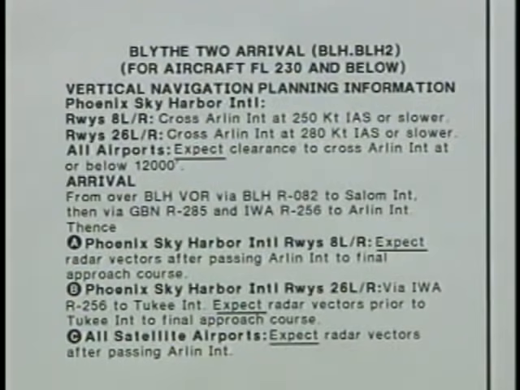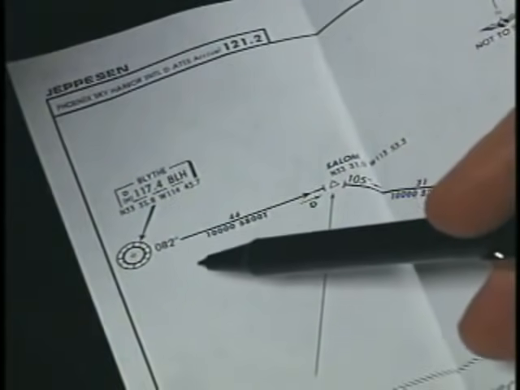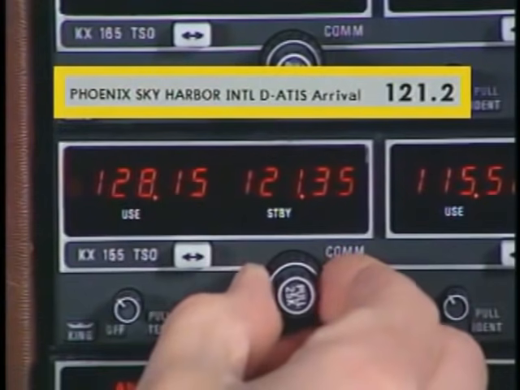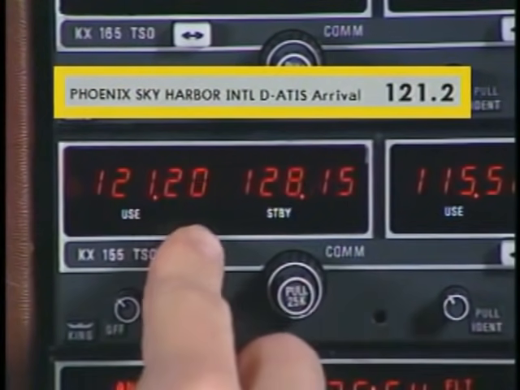Now that you've reviewed the arrival procedure and set the radios and navigation equipment, you can begin to plan for the approach. Tune in and listen to the ATIS broadcast to get the current weather and information about the approaches in use and the landing runways.